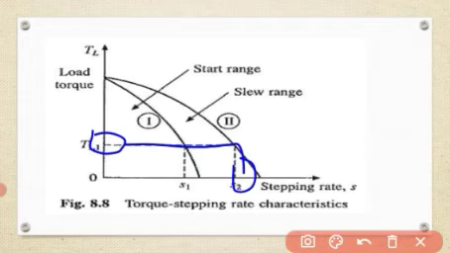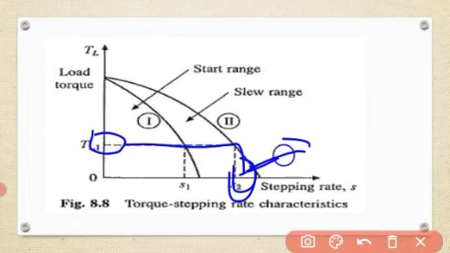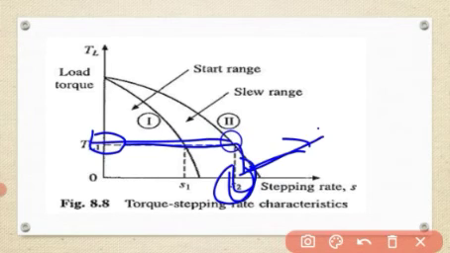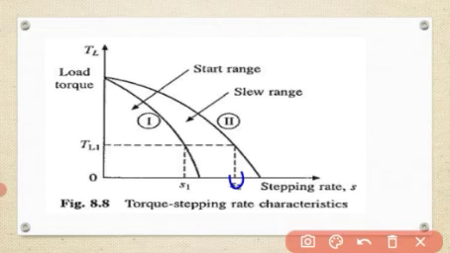However, if the stepping rate is increased beyond S2, then the motor will lose synchronism. Synchronism means that the motor rotates through the definite, particular steps required. Up to S2, it works as per our requirement without losing synchronism. If you go above S2, the motor will lose synchronism.